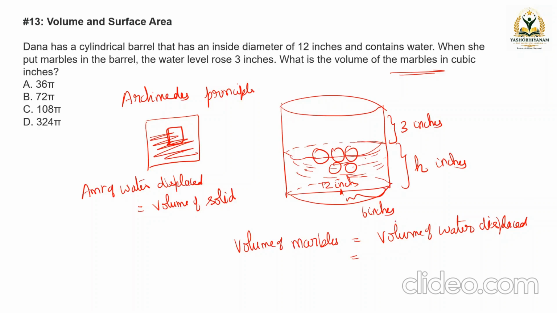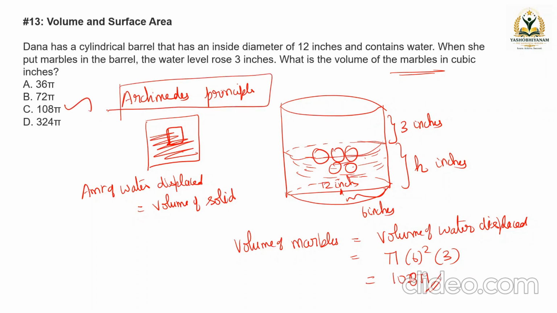That would be the same as pi times 6 squared times the height, which is 3 inches. That is the amount that has been displaced, in the sense that it is the amount that's rising. Right? So this would be the volume of marbles. This has to be 36 times 3, which is 108 pi. That's all, the answer has to be 108 pi. This is a very simple application of Archimedes' principle. Nothing more than that.